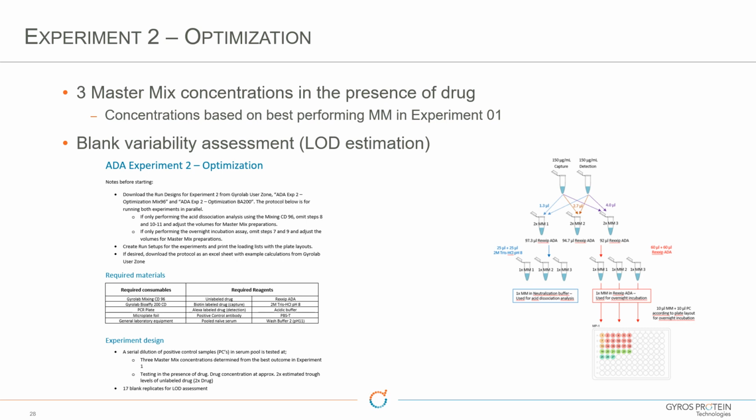So in this case, I believe we chose 1, 2, and 3 microgram per mil. And we're doing all this in the presence of drug because we want sensitivity in the presence of drug. But in this experiment, we also include some blanks to give us an indication of our limit of detection, but also to start to think about the cut point experiment, which would be the next experiment, experiment 3.